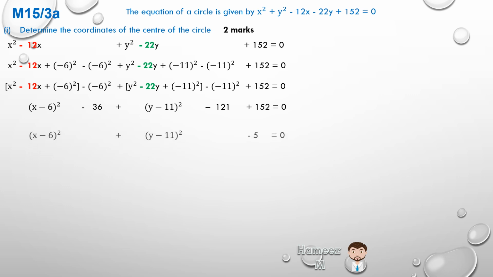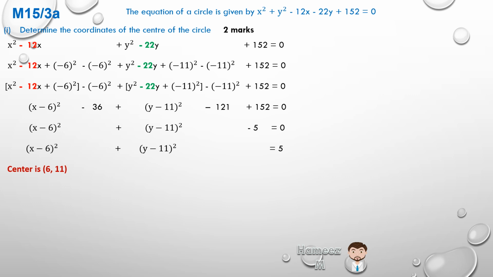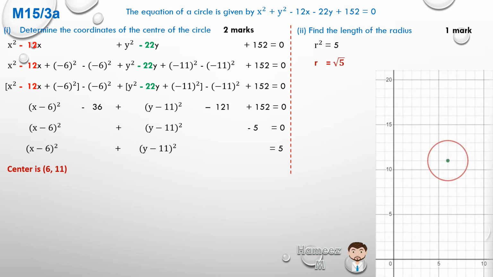So we have (x minus 6) squared plus (y minus 11) squared, and minus 36 minus 121 is minus 157, plus 152 gives us minus 5 equal to 0. As such, (x minus 6) squared plus (y minus 11) squared is equal to 5. So we know the center is (6, 11), the x and y coordinates. And if we want to find the length of the radius, r squared is equal to the right hand side, which is 5. So r is equal to the square root of 5. So we can bring up a diagram with the center of the circle indicated as (6, 11) and the radius as square root of 5. That's what it looks like.